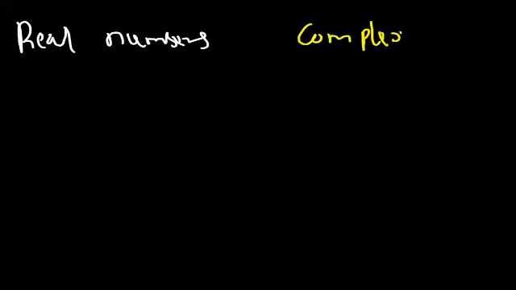There are two main types of numbers in mathematics, generally speaking, and these numbers are known as the real numbers and the complex numbers. So, what exactly are they, and what is the difference between them? Let's analyze that. So, let's begin our discussion with the real numbers.